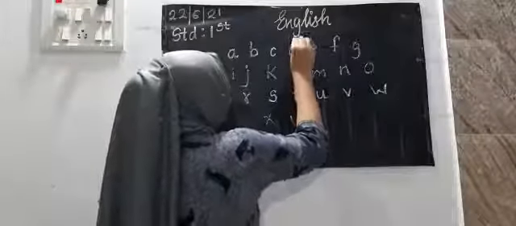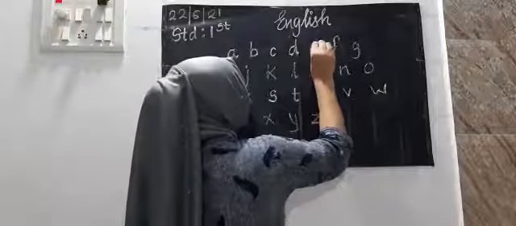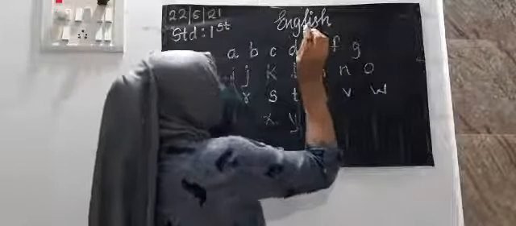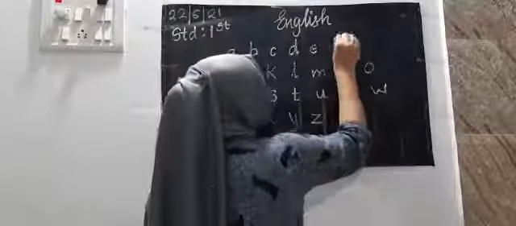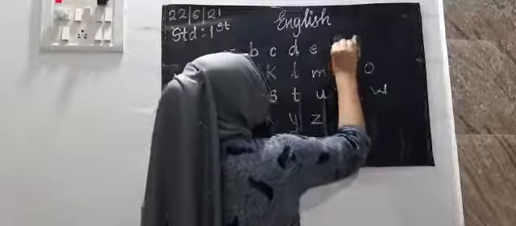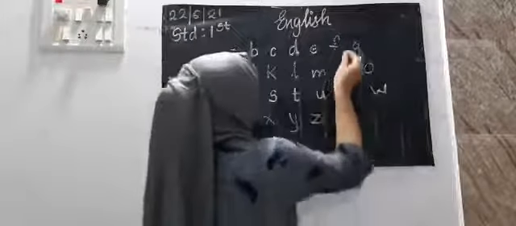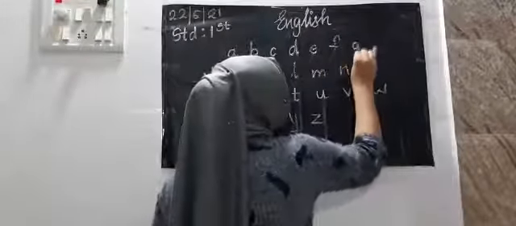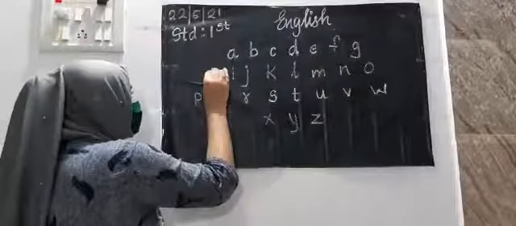D for dog. Our next alphabet is small e. E for egg. Our next alphabet is small f. F for fish. Our next alphabet is small g. G for goat. Our next alphabet is small h.